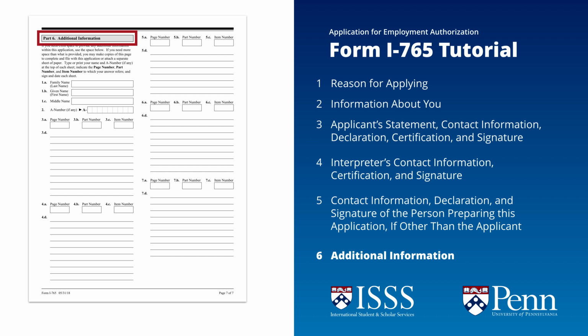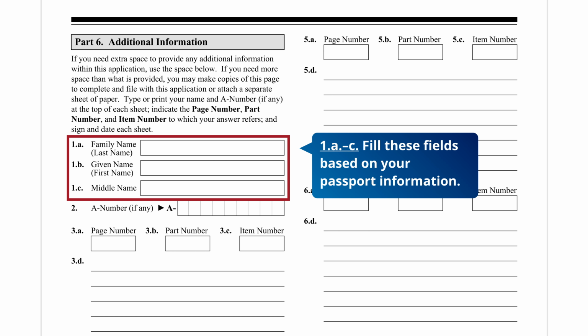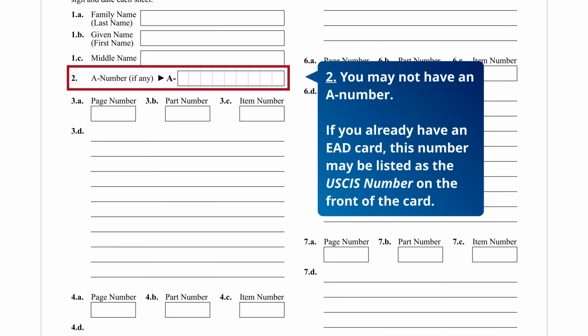Part 6. Additional information. Complete this section if you have had more than one service ID number, N, or if you have previous CPT or OPT authorizations at any degree level. 1A to C. Fill these fields based on your passport information. 2. You may not have an A number. If you already have an EAD card, this number may be listed as the USCIS number on the front of the card.